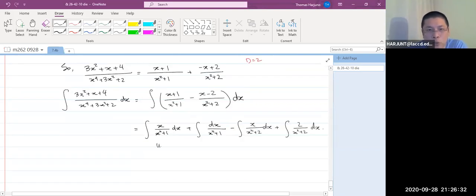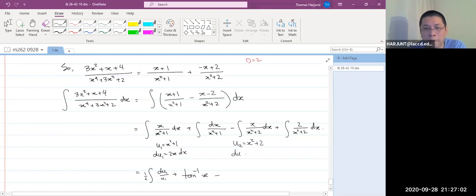So let's say u1 equals x squared plus 1. So du1 will be 2x dx. This is 1/2 du over u1. Or you can just use u and w later on. That's tangent inverse of x minus, this is my u2. Different substitution, so I like to write it differently. This is 1/2 integral du2 over 2.